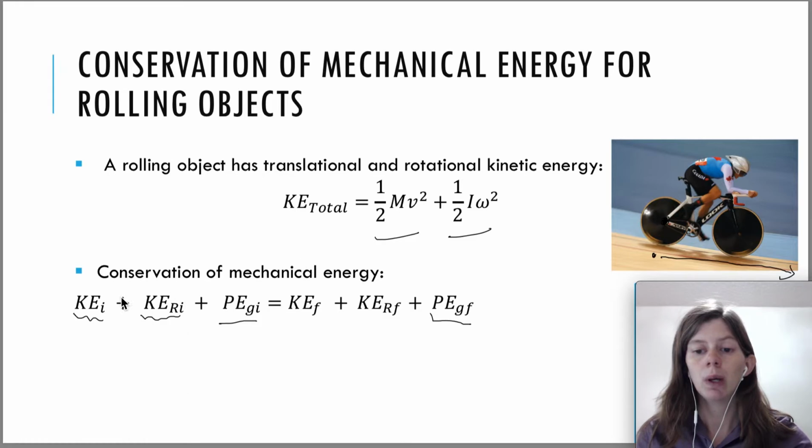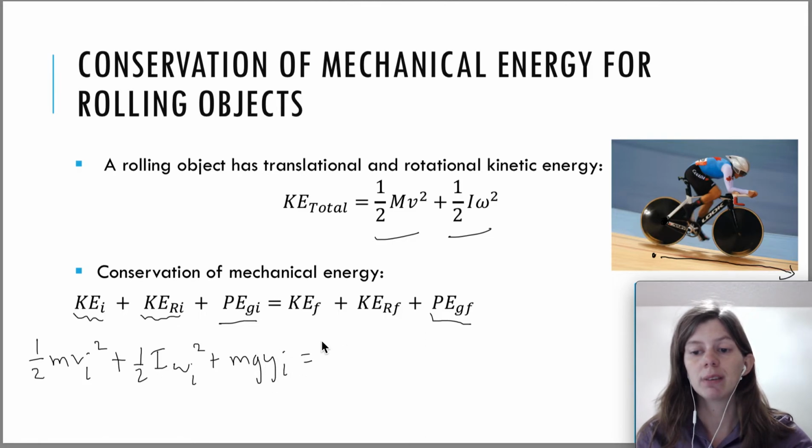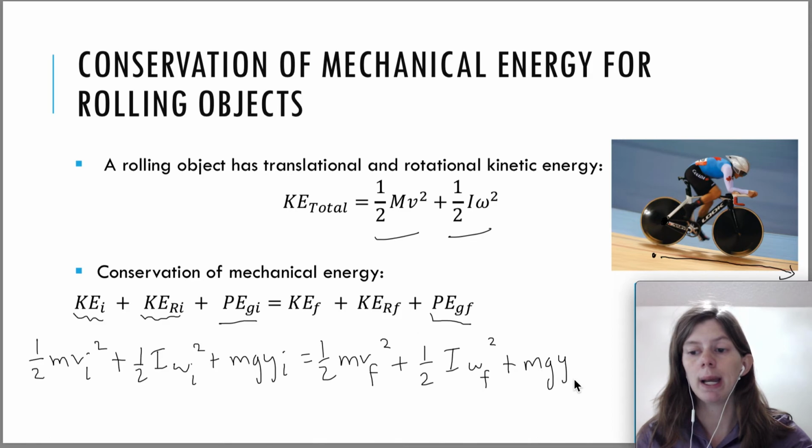So what we want to do, just to practice, is write out every term to remind you what they all mean. So 1/2 m v initial squared for kinetic energy initial, plus 1/2 I omega initial squared, plus m g y initial, equals the same thing for the final quantities: 1/2 m v final squared plus 1/2 I omega final squared plus m g y final.